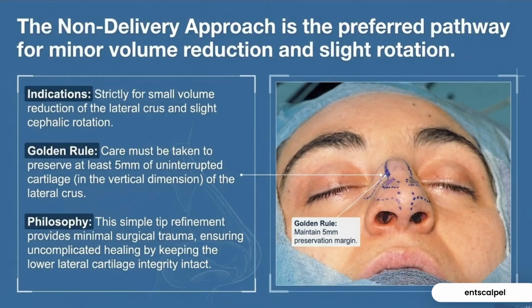But here's the structural rule that really caught my attention. The text is incredibly rigid about this. The 5 millimeter rule. Yes. When the surgeon is cutting away the upper part of that lateral cartilage to reduce the volume, they must preserve at least 5 millimeters of uninterrupted cartilage vertically. Just 5 millimeters. It sounds incredibly small. It does. Yet it is the critical difference between a nose that holds its shape and one that caves in.